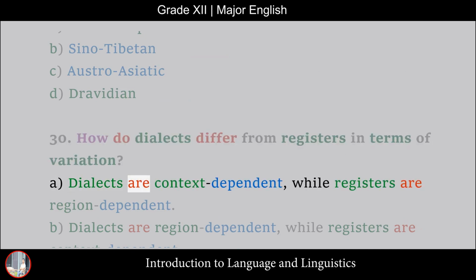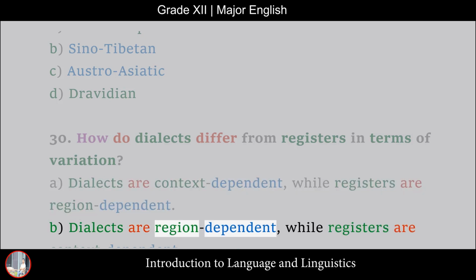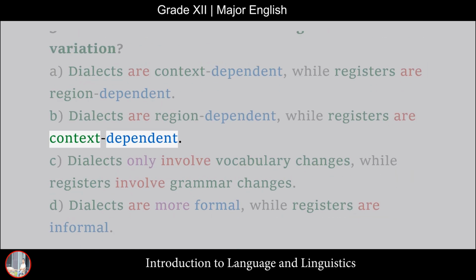A. Dialects are context-dependent, while registers are region-dependent. B. Dialects are region-dependent, while registers are context-dependent. C. Dialects only involve vocabulary changes, while registers involve grammar changes. D. Dialects are more formal, while registers are informal.